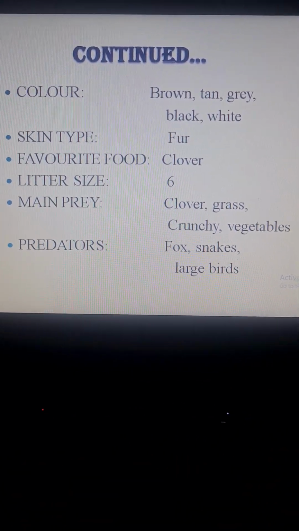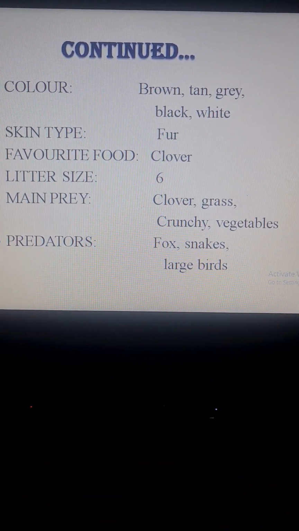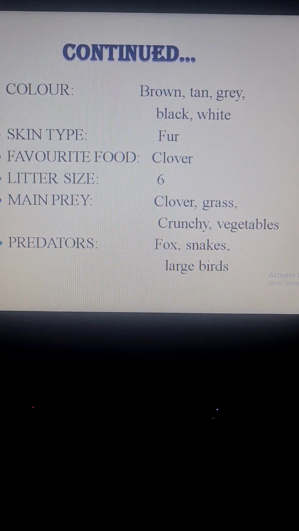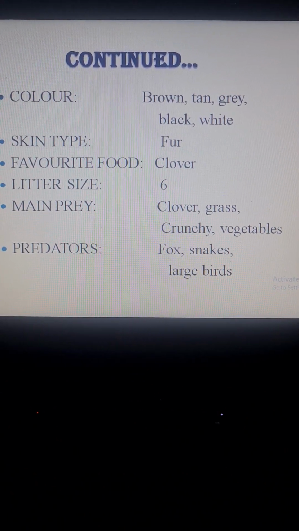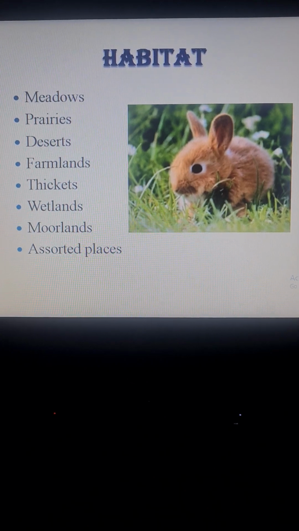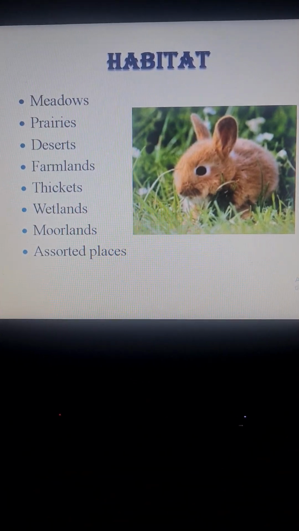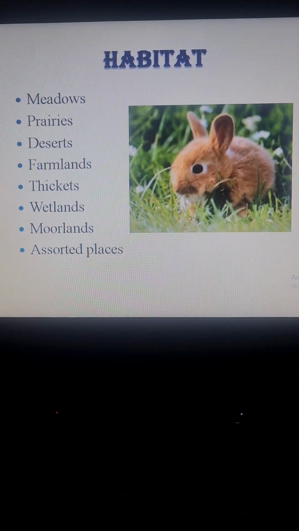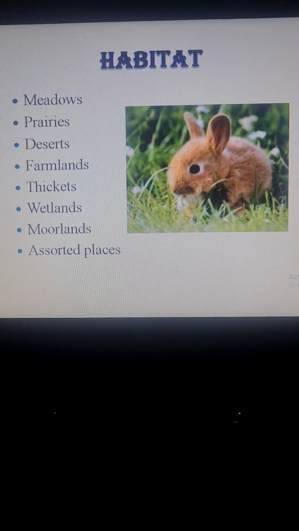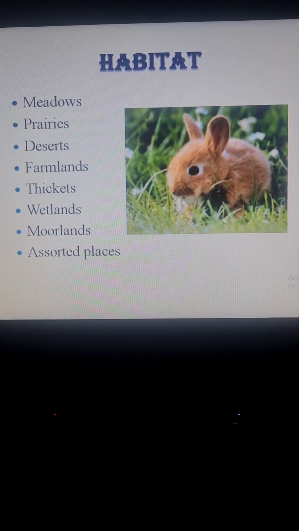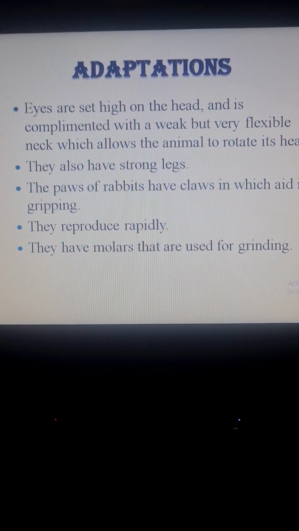The main prey of the rabbits are clover and grass, and crunchy vegetables, and the predators are fox, snakes, and large birds. Habitat: rabbits live in meadows, prairies, desert, farmlands, thickets, wetlands, smooth land, and exotic places. So these are the preferred habitats of the rabbits.